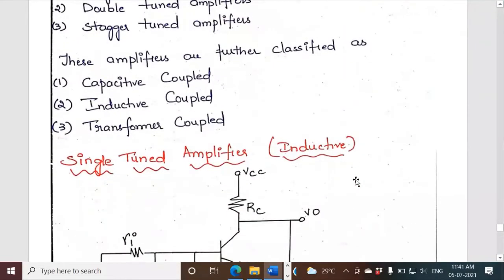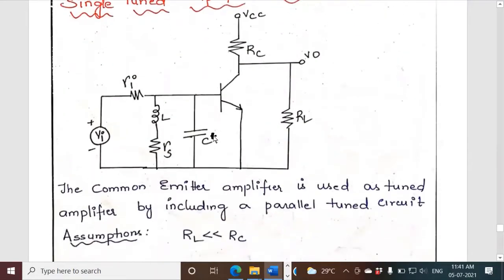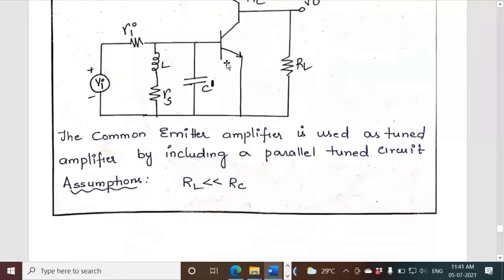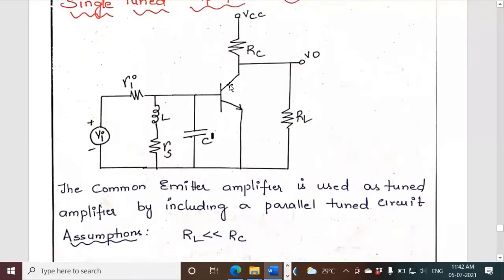Next, we are going to discuss the single tuned amplifier. Here we are adding one particular tank circuit. So it is a single tuned amplifier. Now here, usually the load resistance is very small. I have told you, if you are using a loudspeaker as a load, usually the resistance is 4 ohm, 8 ohm, 16 ohm, a very small value.